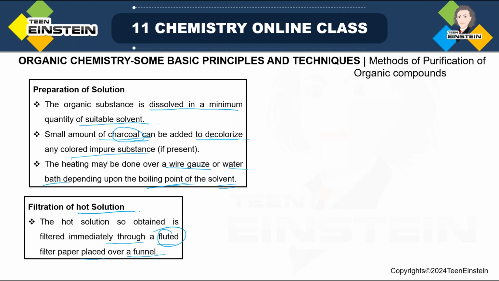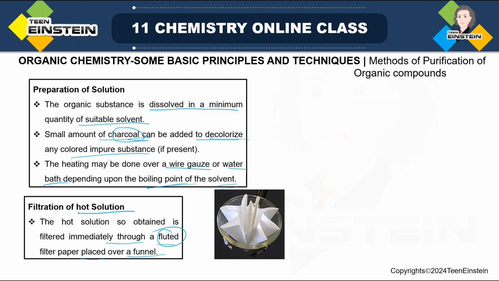Now what is fluted? Normal filter paper is okay, but what is fluted? Fluted is basically made from normal filter paper and it looks something like this. When you take normal filter paper, it is close to the surface of the funnel. But when it is fluted, you have given it this type of shape by pressing the paper, and there is a technique for that. Now what happens, the surface area is highly increased, and also it is not directly close to the glass surface of the funnel.